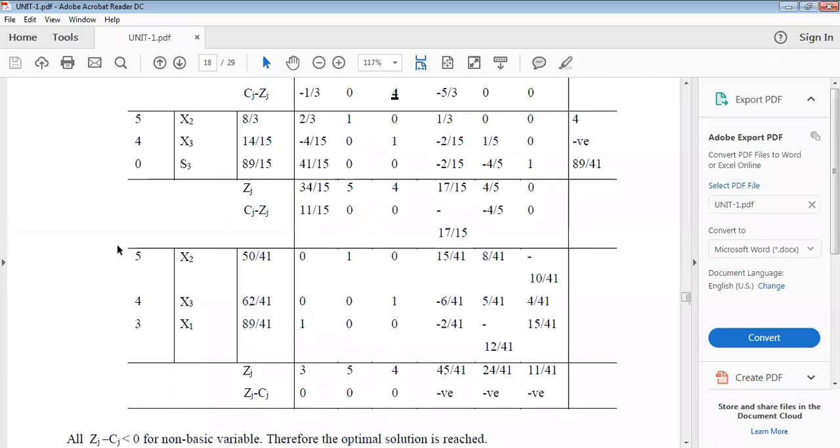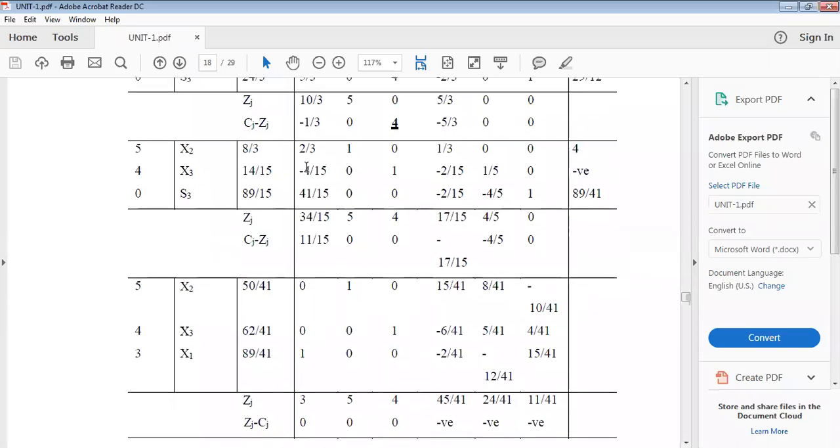So here you have to calculate this particular thing. New row 1 is equal to old R1 minus, what is the value here? 2 by 3 is there. Minus 2 by 3 into this new row 3. You do it, and you will get the values like this.